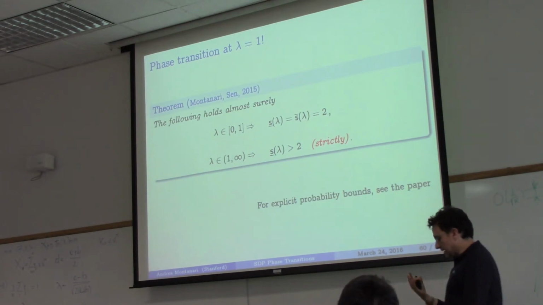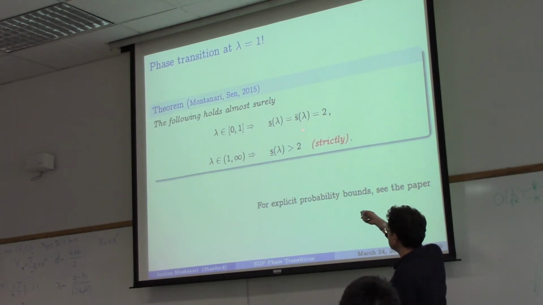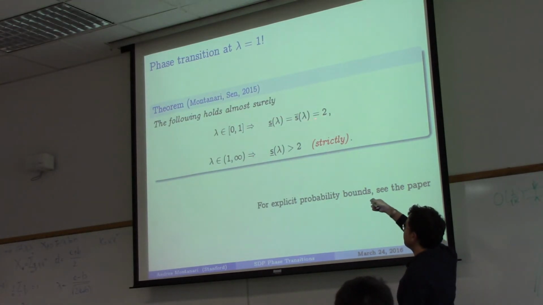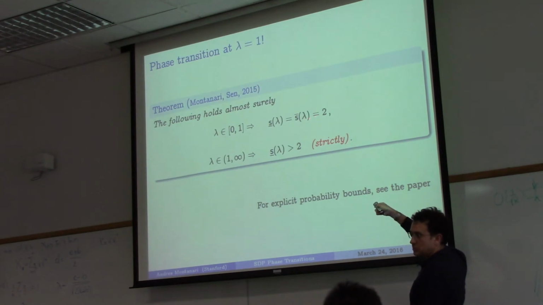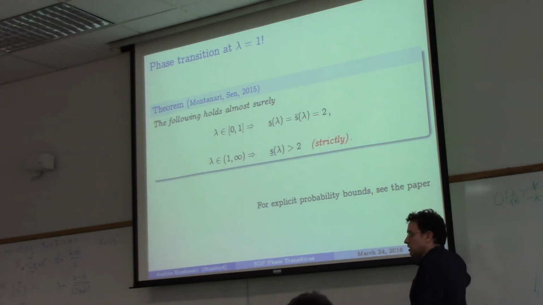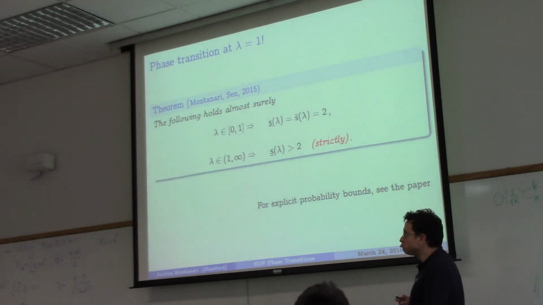So the analysis of the Gaussian model is encoded in this theorem, which says that if the signal lambda is less than 1, then the value of the rescaled SDP is exactly 2 in the limit. If lambda is bigger than 1, then it's strictly bigger than 2, and you can get the probability bound.